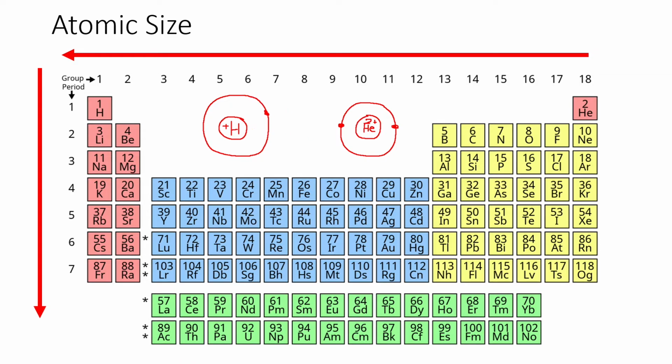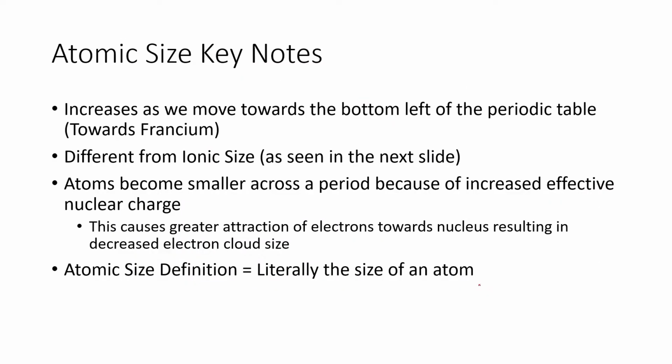So since helium has a greater number of protons, there's more pull on these electrons towards the nucleus, which causes the overall size of the atom itself to become smaller. So therefore, helium will be a smaller atom than hydrogen. And another thing to remember about atomic size is that it's different from ionic size. We will cover this in the next slide.